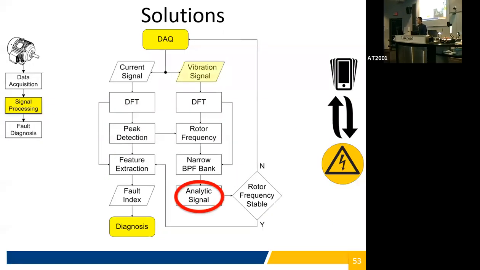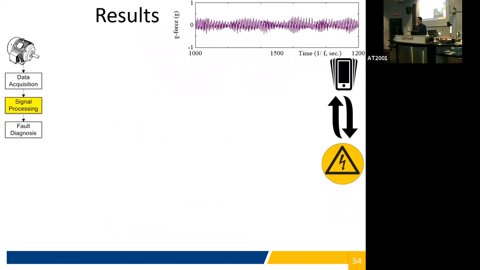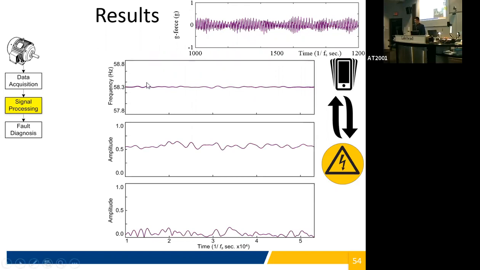So let's look into this synergistic analysis a little bit more. With the vibration signal, I can generate an analytic signal that tells me the speed with respect to time. So here's the original time domain signal, like the raw data, the g-force with respect to time of the vibration sensor. And this one is the frequency with respect to time, and this is the amplitude corresponding to that frequency with respect to time. And then the bottom here is an amplitude of an unrelated frequency band to show that the majority of the energy did indeed belong to this speed, corresponding to the speed of the rotor.